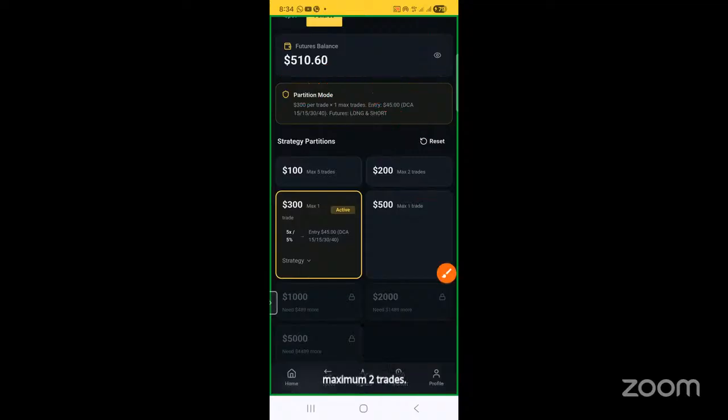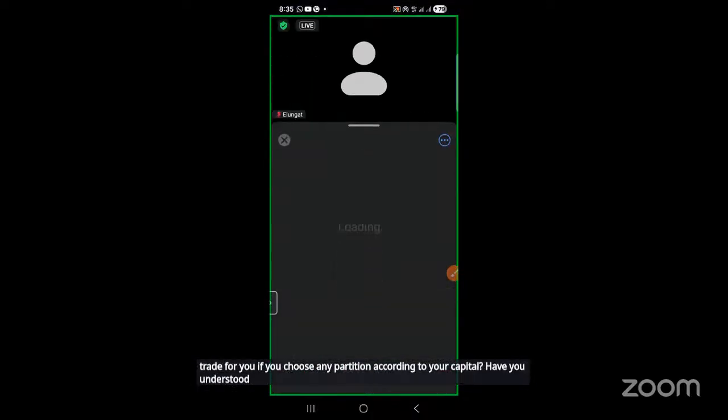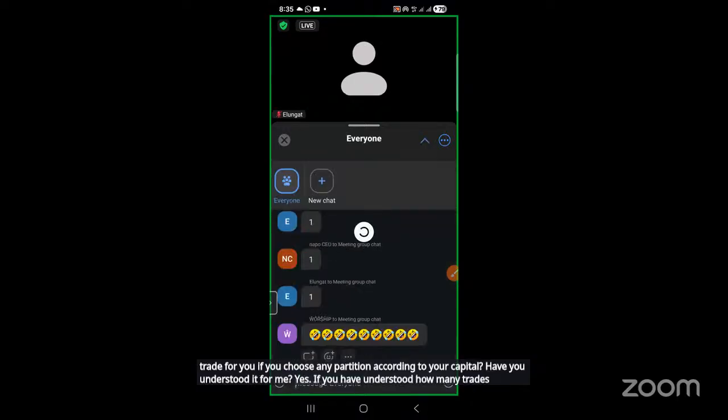So have you understood how many trades the bot will trade for you if you choose any partition according to your capital? Have you understood? Type for me a yes. If you have understood how many trades it will trade for you, type for me a yes.